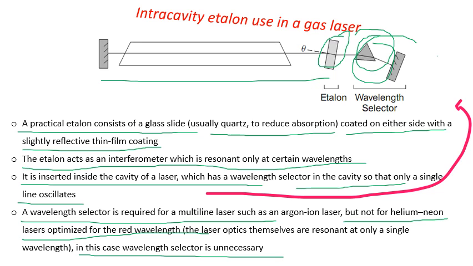So it depends on what kind of laser. This example is given in general, and the argon ion laser is mentioned again and again here because this laser is used as an example, and it has a broad bandwidth. So we have to select the wavelength. But if we use the helium neon laser, already optimized for the red wavelength, then we don't need it. The etalon alone will be enough for the longitudinal modes and a single frequency.